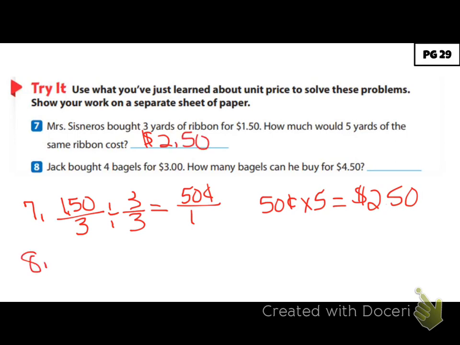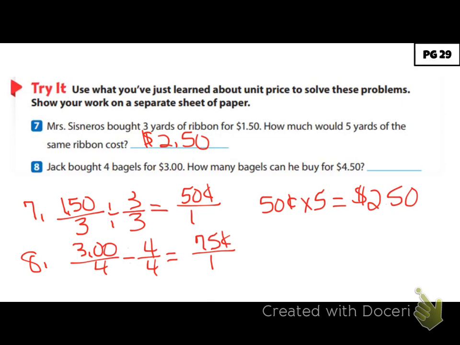For number 8, you would follow a very similar process. We start with our unit rate. So it says Jack bought 4 bagels for $3. So set up our ratio, find your unit rate. You would get 75 cents for 1 bagel. And then how many bagels can he buy for $4.50?